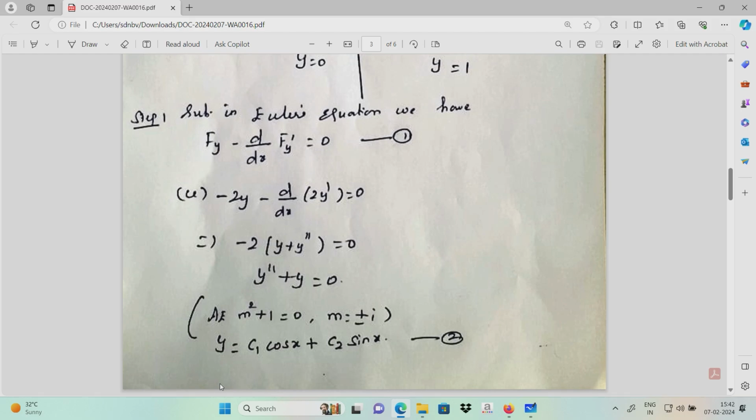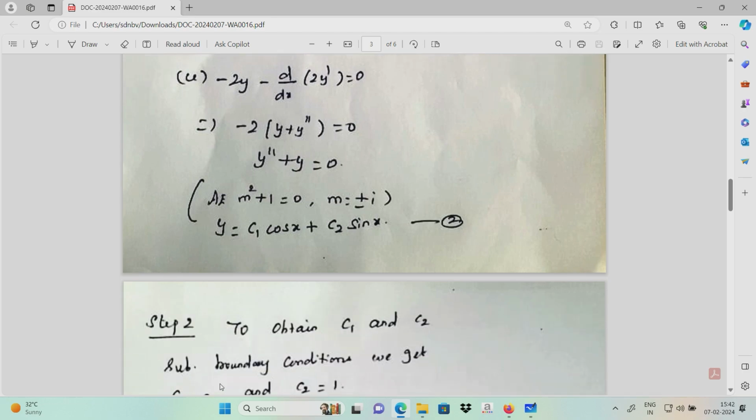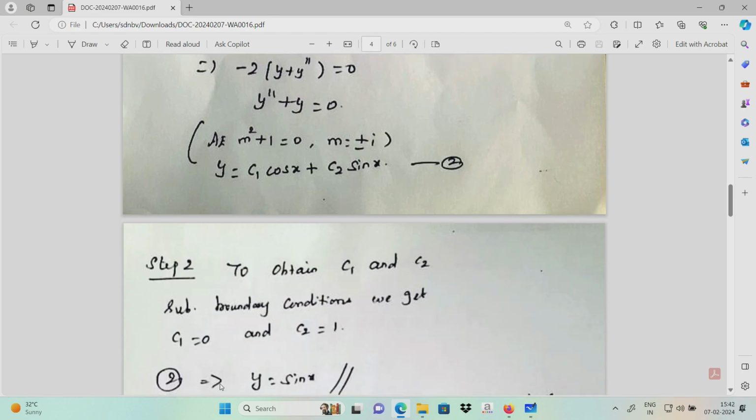So what's the next step? We need to find the constant values. So how do you find the constant values? We must apply the boundary conditions, right? Okay. So what are the boundary conditions we have? It's given in the problem. So in applying these boundary conditions, we get y is equal to sin x as an extremal. That is, we obtain the value for c1 as 0 and c2 is equal to 1.